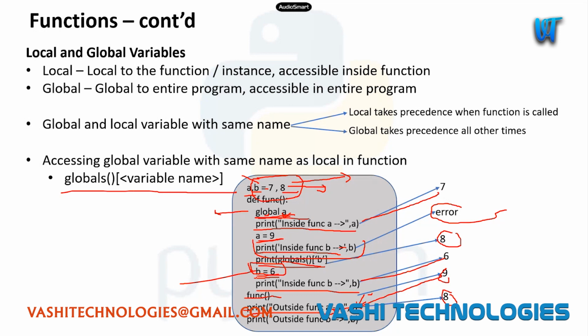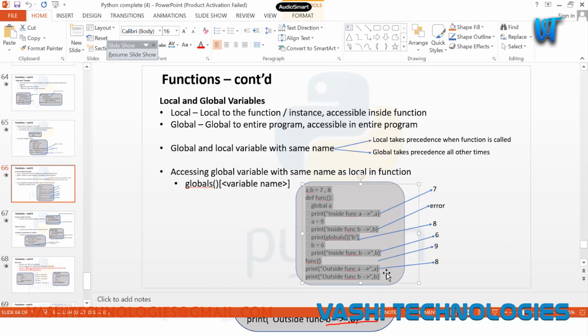I have made one more assignment, which is B is equal to 6. And if I'm printing it within the function, I'll get 6. If I'm printing it outside the function, I'll get 8. The reason being B is defined with 8 in the beginning of the program, and this B is different. This is local to the function. I'm making a change inside the function, and that won't affect my global namespace.